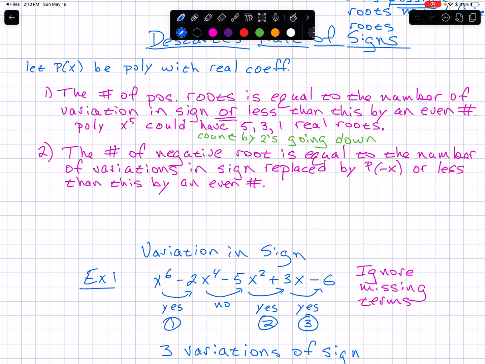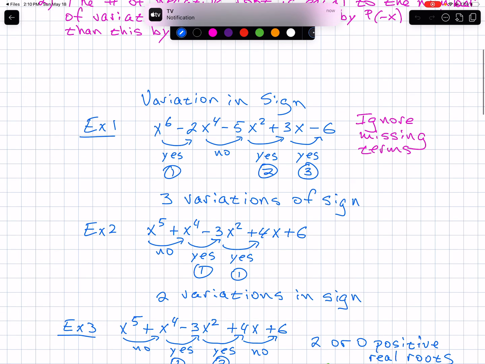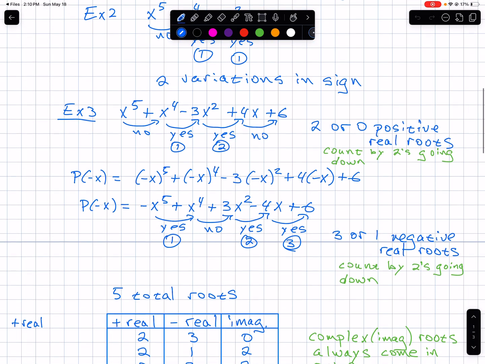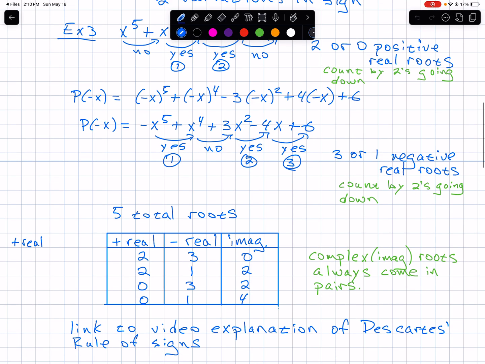So real coefficient, so coefficient would be 1 right there. The number of positive roots is equal to the number of variations in sign or less than that by an even number. So x to the 5th could have 5, 3, or 1. This is x to the 4th, or is it number 9 right there? So x to the 4th minus 5x cubed plus 10. I don't think we have to put in placeholders. And then remember you have to plug in negative x and see what happens with that too. And then you make this table.